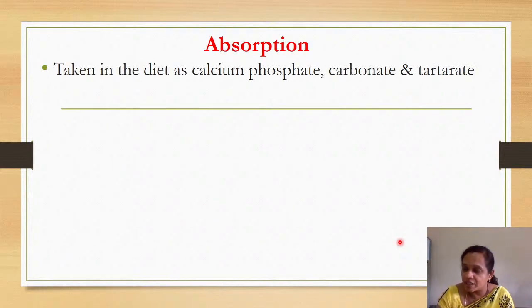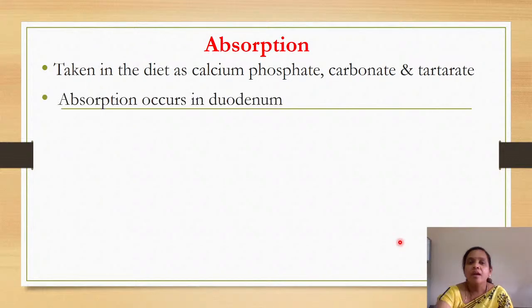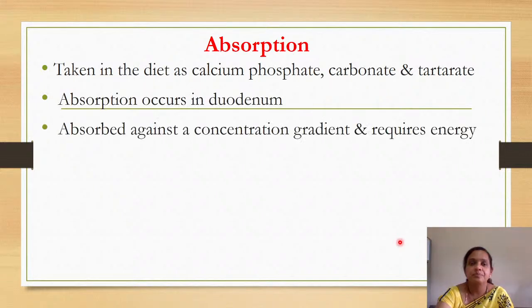Now, absorption of calcium. In the diet, how do you take calcium? In the diet, calcium is taken as calcium phosphate, calcium carbonate or calcium tartrate. You won't take calcium as such, because it is complexed with other ions. Most of the absorption of calcium occurs in the duodenum. The absorption occurs against the concentration gradient, because the lumen will have more calcium, and hence it requires energy.